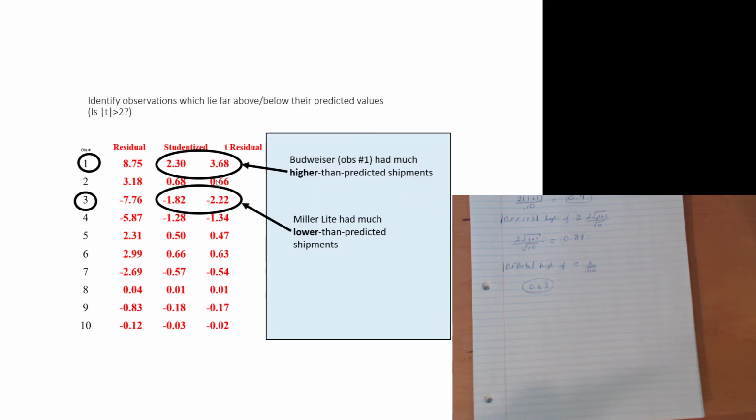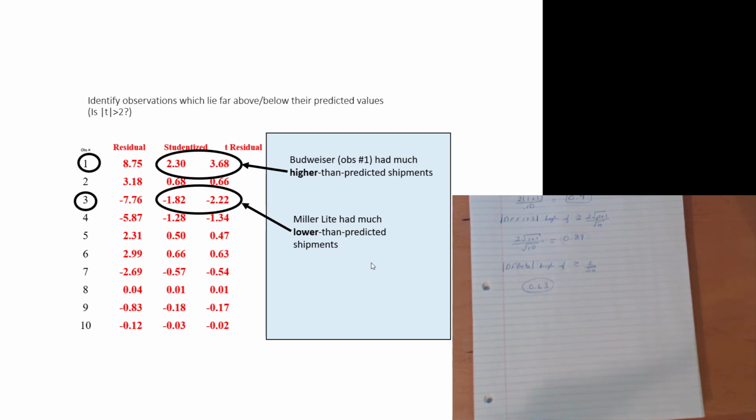So this is for beer and marketing. Observation 1 relates to Budweiser, and they had higher than predicted shipments, so way to go. They did much better than expected. Miller Lite had lower than predicted shipments, and so they're kind of an outlier on the negative side.